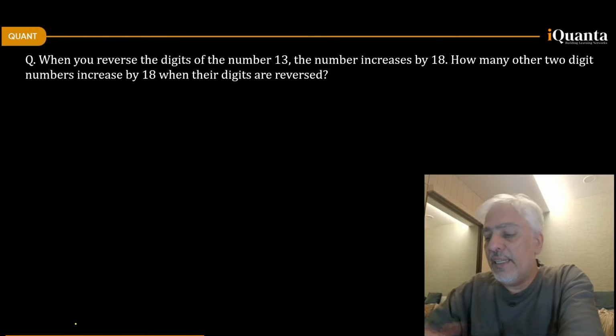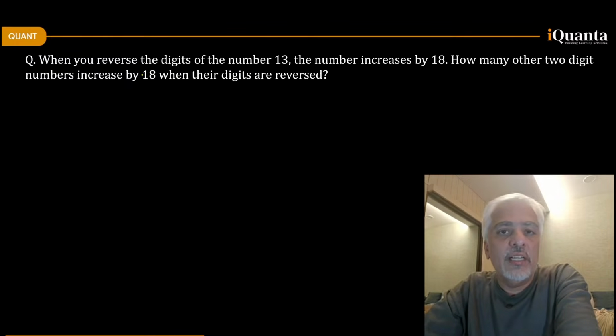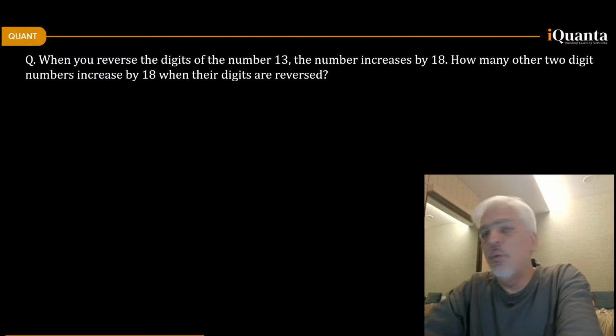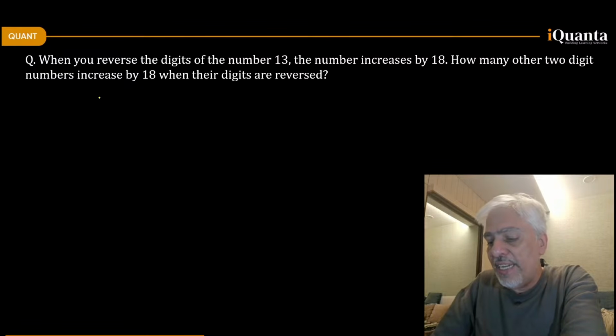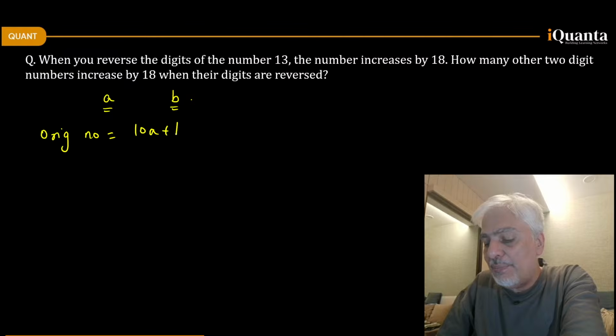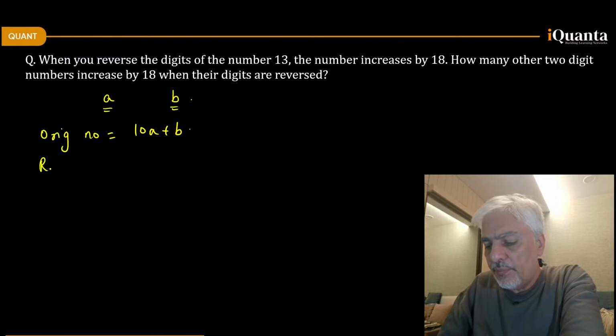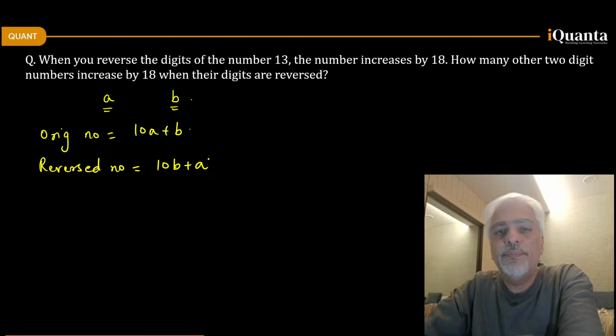So, what are they saying? An original number and a reverse number. Two approaches to do this question. One of them is the traditional approach. If I take the digits as A and B, the original number will be 10A plus B. What will be the reverse number? You call it reverse number, you call it interchange number. It is 10B plus A.